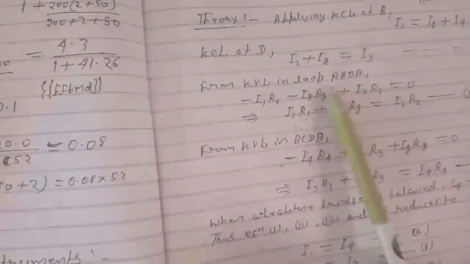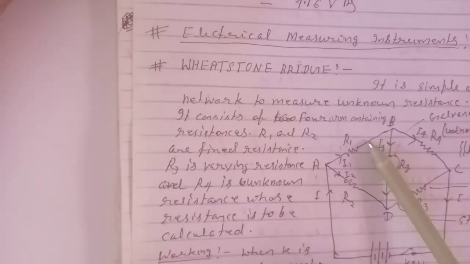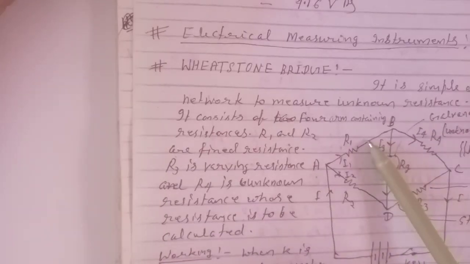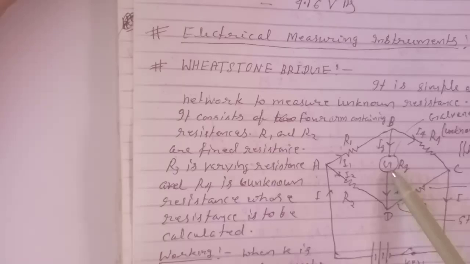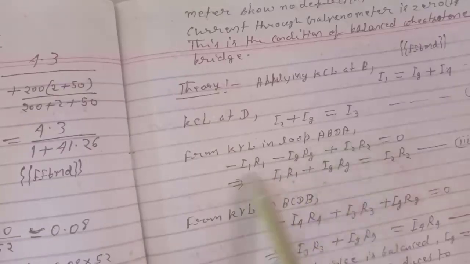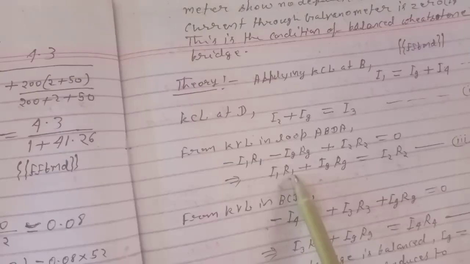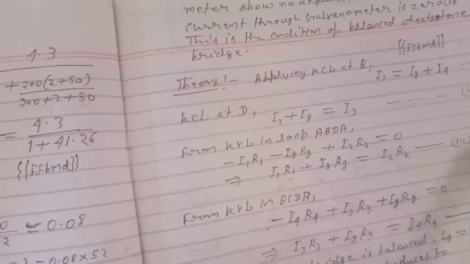Now applying KVL in loop ABDA: minus I1 into R1 minus Ig into Rg plus I2 into R2 equal to 0. This implies I1 R1 plus Ig Rg equal to I2 R2. This is equation 3.